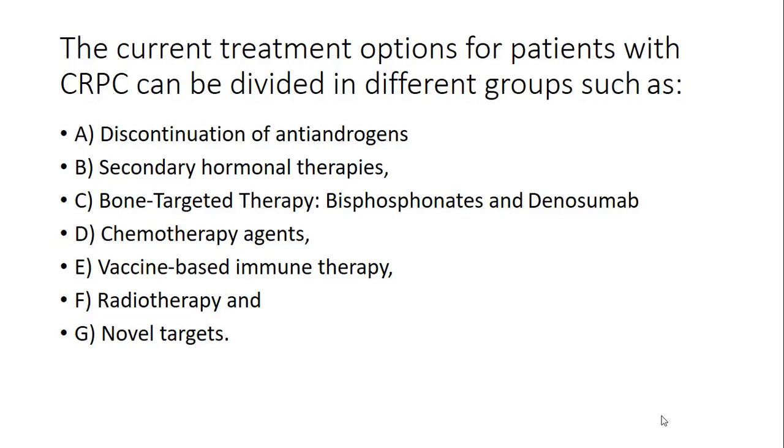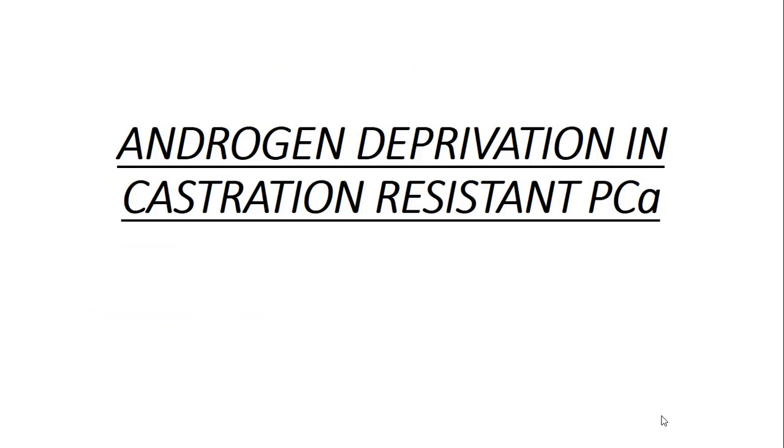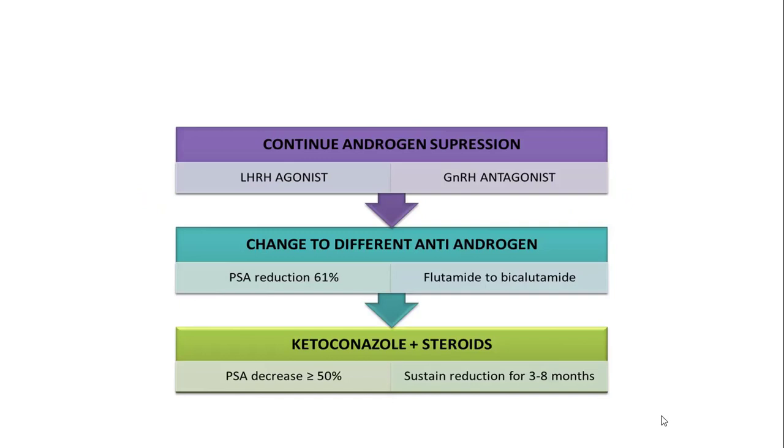The current treatment options for patients with castrate-resistant prostate cancer can be divided into different groups. That is, discontinuation of the anti-androgen, secondary hormonal therapies, bone-targeted therapies, chemotherapy, vaccine-based immunotherapy, radiotherapy, and novel agents. So, androgen deprivation therapy in castration resistant. So this is the flow chart. Continue androgen suppression, that is luteinizing hormone releasing hormone agonist or gonadotrophin releasing hormone antagonist.